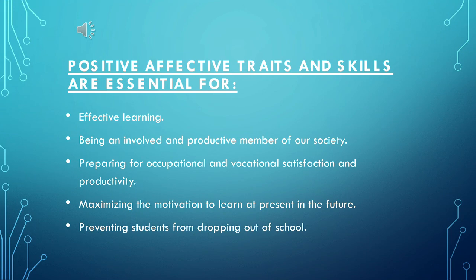Positive affective traits and skills are essential for: first, effective learning; second, being an involved and productive member of our society; third, preparing for occupational and vocational satisfaction and productivity, for example, work habits, willingness to learn, and interpersonal skills. Next is maximizing the motivation to learn at present and at the same time in the future. Lastly, preventing students from dropping out of school.